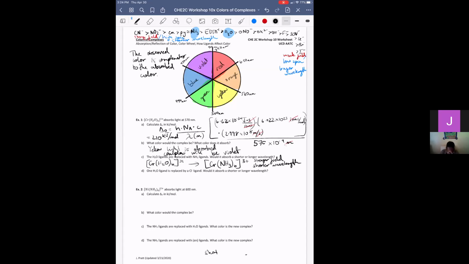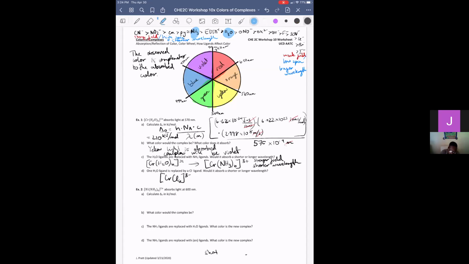Now, what about D? If we replace water with Cl, then our molecule becomes chromium with 6 chlorines. I guess I don't need the comma brackets anymore. So we should still have 6 chlorines. Now our charge should be 3 minus. So now that's our new complex.